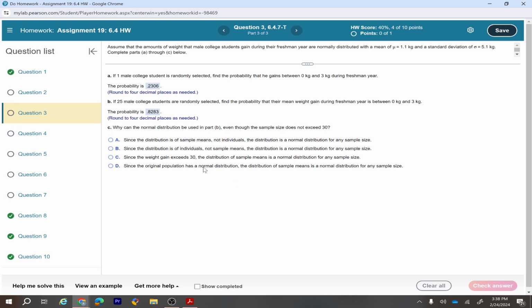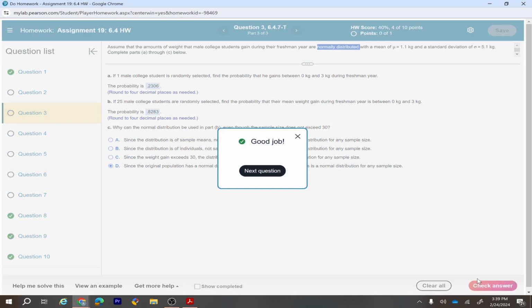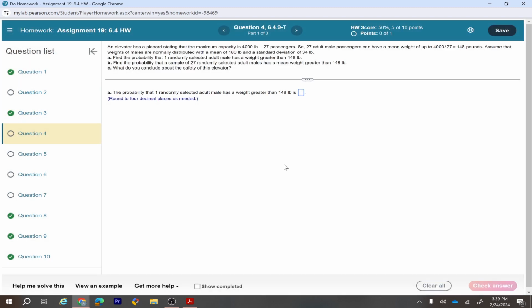that's part B. Part C, why can the normal distribution be used in part B? We can use the normal distribution here because the original population is normally distributed. So that's the requirement. The central limit theorem says if the original population is normally distributed, then any sample would be normally distributed. That's the one requirement. Or if the sample size is greater than 30, then that would also be normally distributed. In this case, the sample size is less than 30, but the original population is normally distributed. So since the original population has a normal distribution, we can use the normal distribution for that.